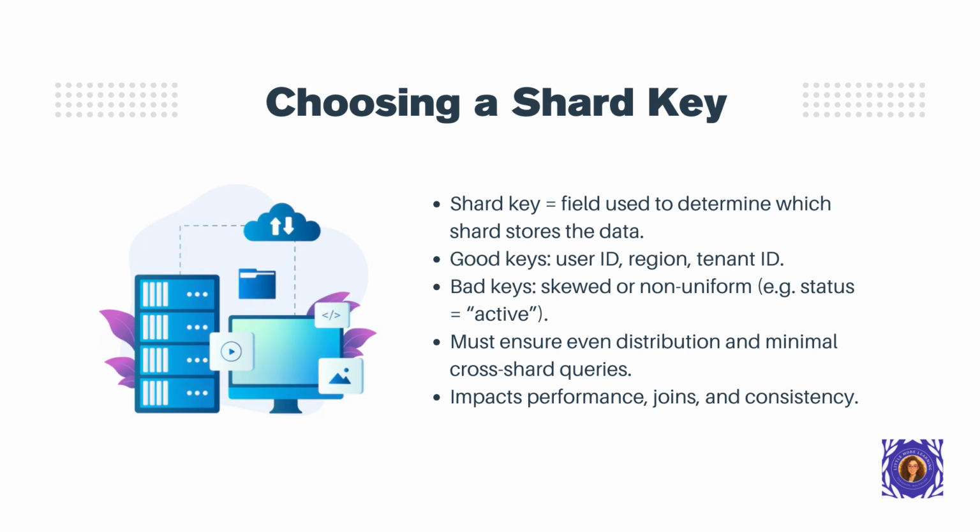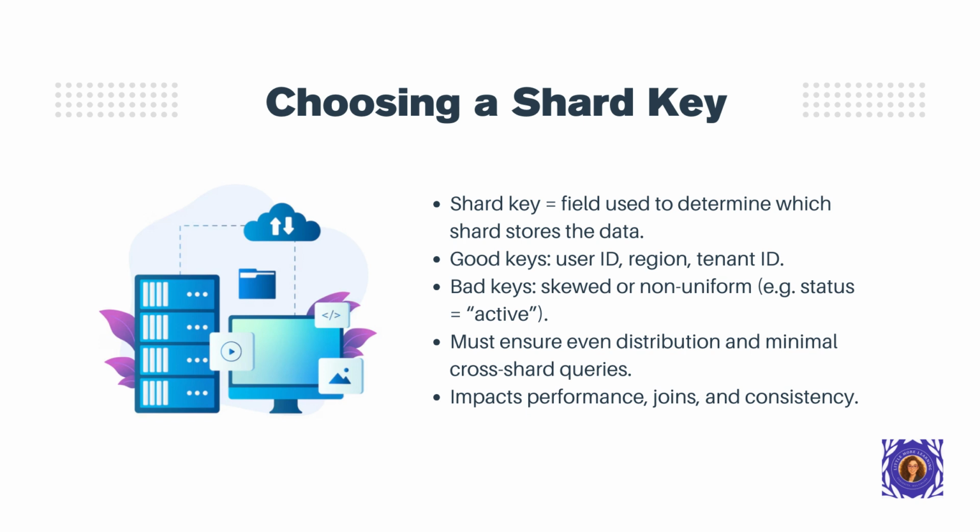The most critical decision in sharding is selecting your shard key, the field that determines which shard will store a particular piece of data. Good shard keys include user IDs, geographic regions, or tenant IDs in multi-tenant applications. These tend to distribute data evenly and align with how your application accesses information. Watch out for bad shard key choices, like status fields. If most of your users have status active, you'll end up with one overloaded shard while others sit nearly empty. Exactly what we're trying to avoid with sharding.